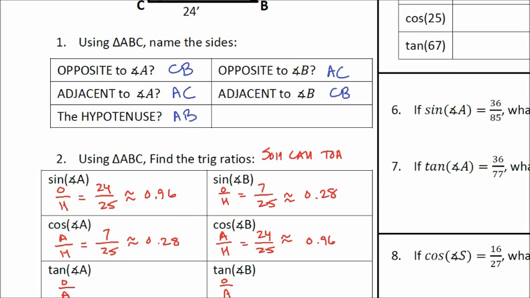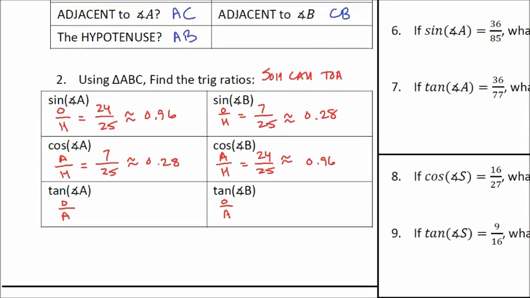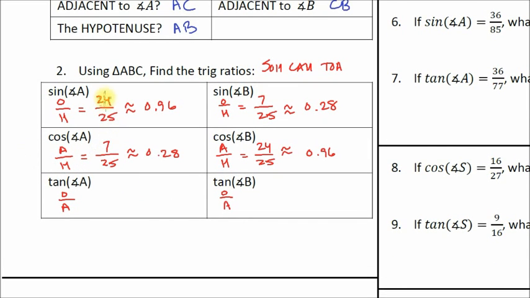All I have to do now is tangent. Well, I can actually just look right at my answers above. Tangent of angle A, well, opposite of angle A is 24, and adjacent of angle A is 7. And then for tangent of angle B, opposite of angle B is 7, and adjacent of angle B is 24. Now notice the difference between these two. Again, you need to know this.